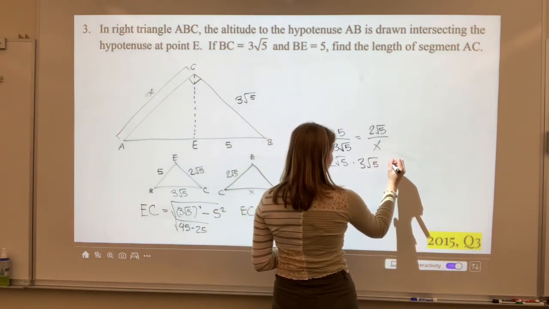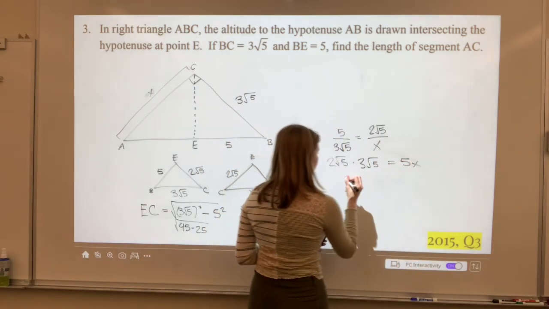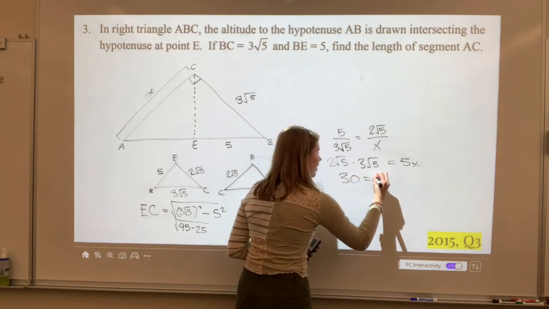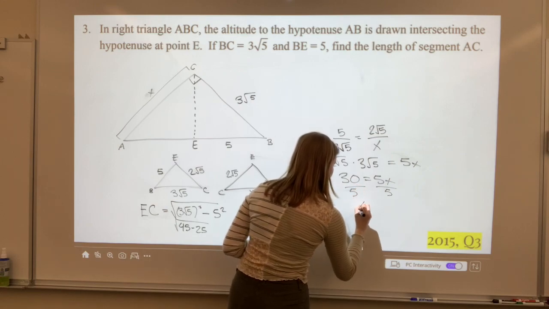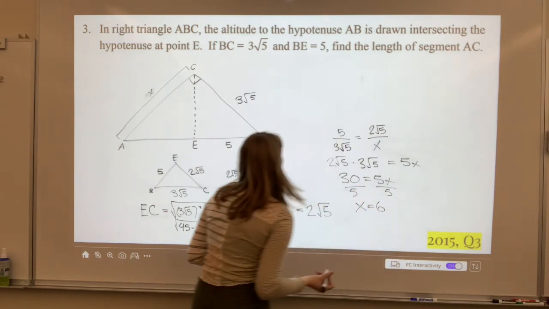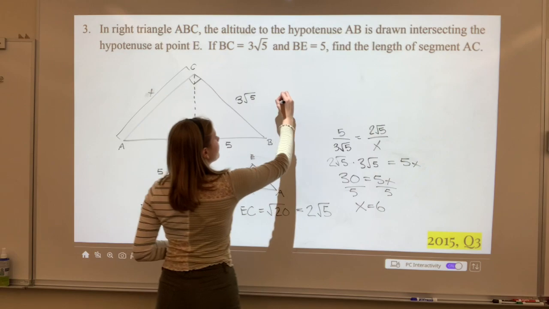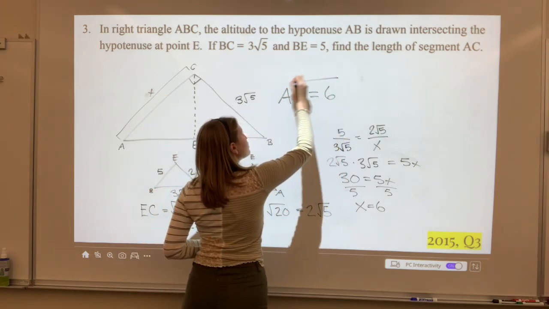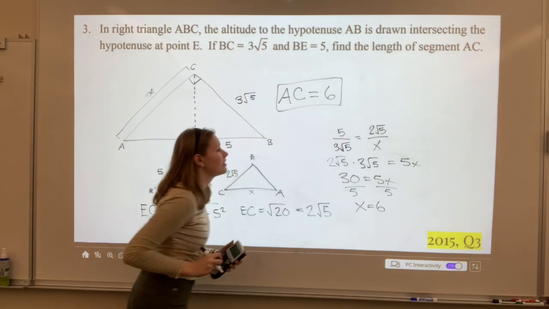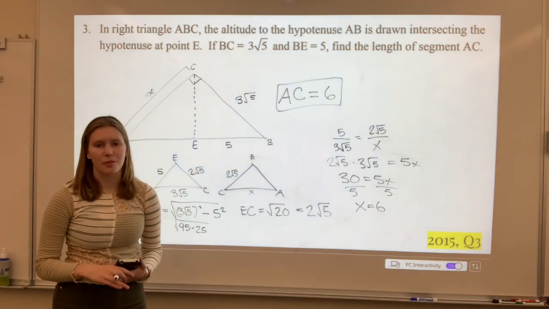So it's equal to 5x. 30 over 5x, divide both sides by 5. We have x is equal to 6. So we know that the side length AC is equal to 6. All right, let's move on to the last problem.